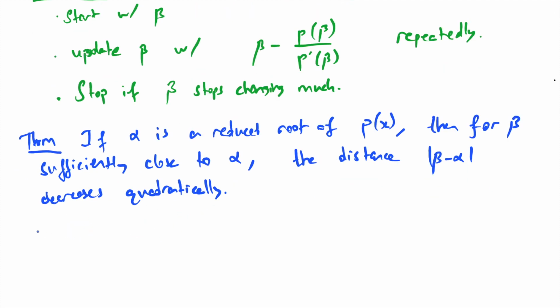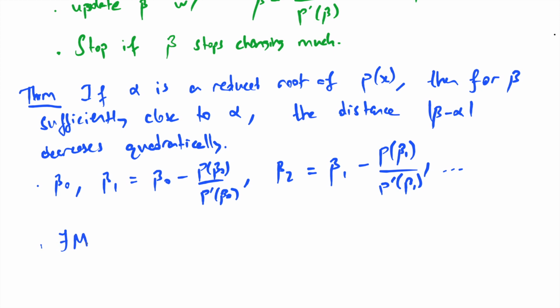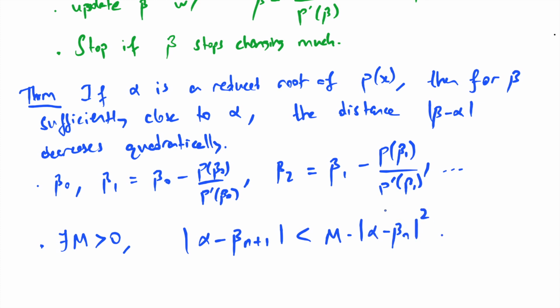So here, let's explain this a little bit better. If beta 0 was what we started with, beta 1 was beta 0 minus p of beta 0 divided by p prime of beta 0, and beta 2 is beta 1 minus p of beta 1 divided by p prime of beta 1, etc. Then there exists some positive constant m such that alpha minus beta n plus 1 is at most m times alpha minus beta n, squared. So if this was already small, when you square it, it's extremely small. And then the next step, you square this yet again. So it would be 4th power and then 8th power. So it's very, very impressive, this convergence rate. And what is considered to be sufficiently close can be determined, but I won't say anything about it today.